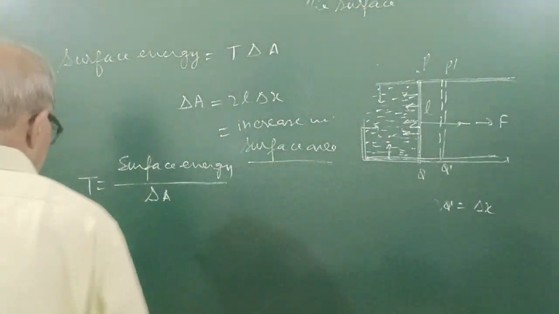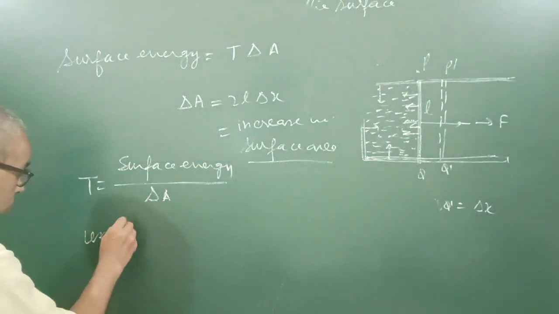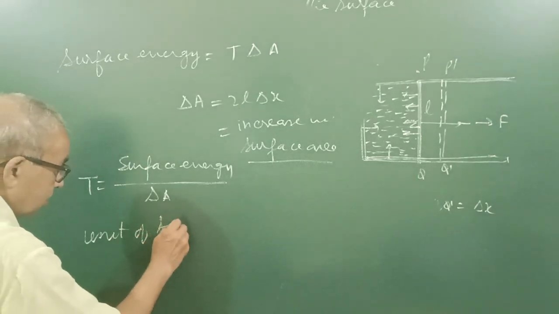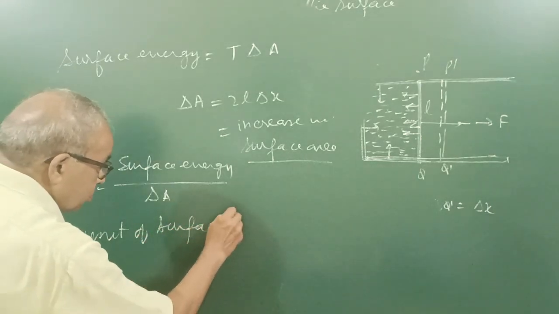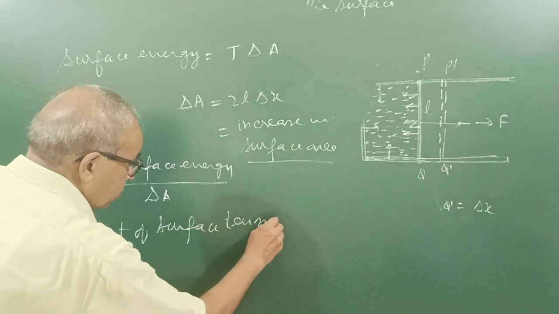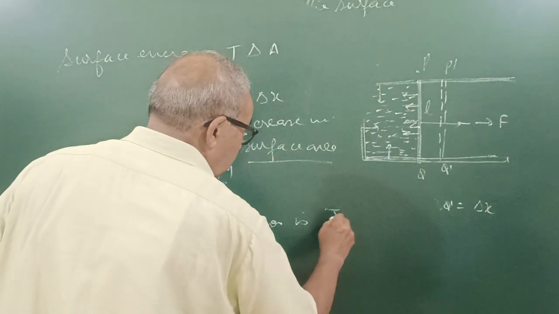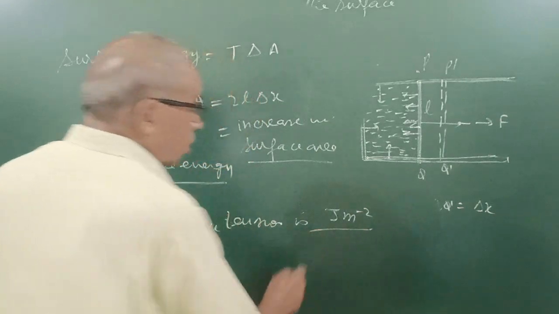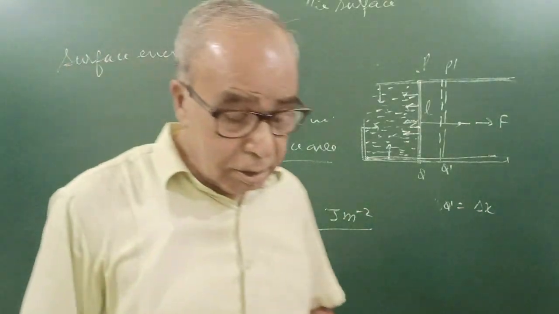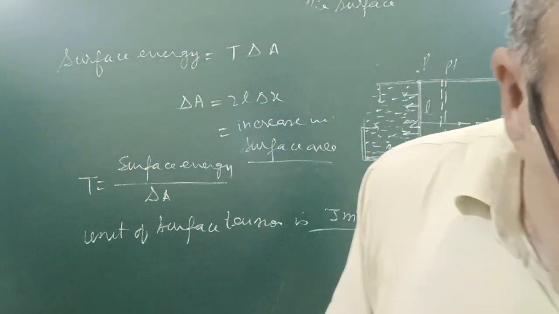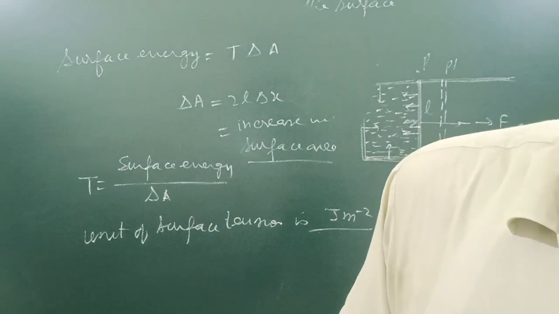Therefore, from here, the unit of surface tension is joule per meter square also. While defining surface tension, I told you that this unit is Newton per meter.